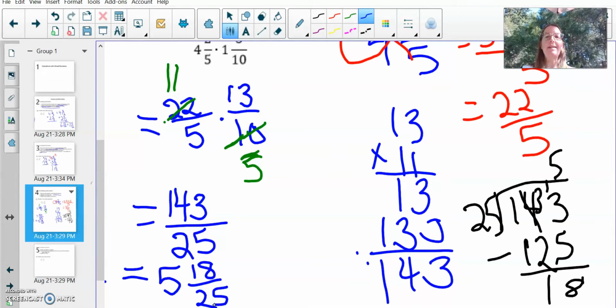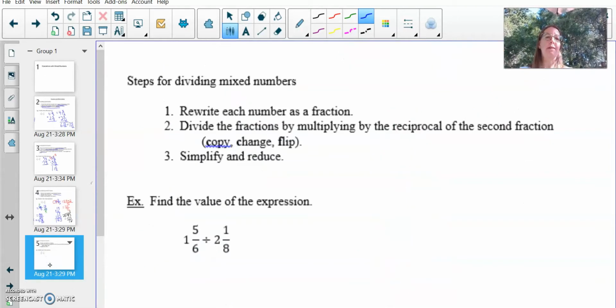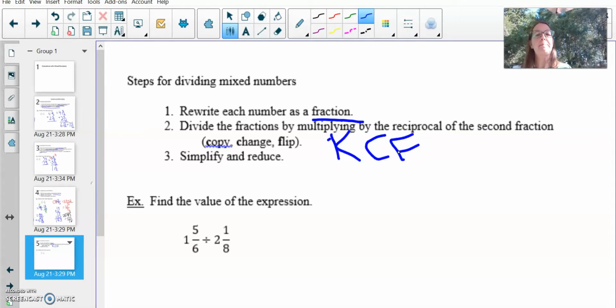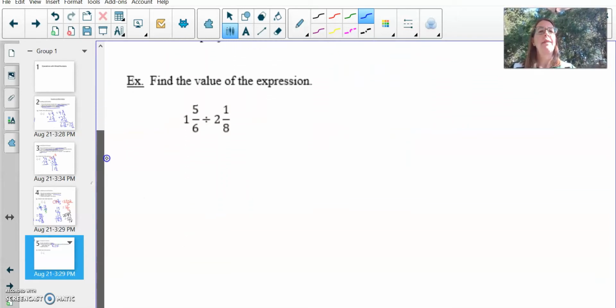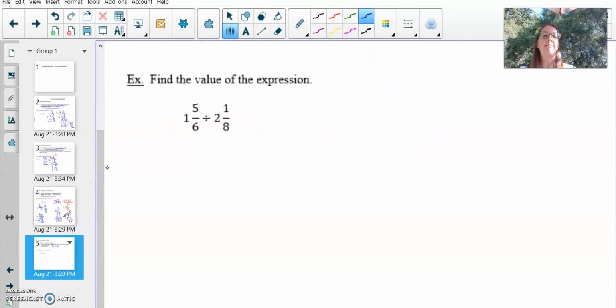Okay, our last operation is dividing mixed numbers. So it starts the same way. I have to change each number into an improper fraction. Then divide the fractions by multiplying by the reciprocal of the second fraction. So copy, change, flip, or keep, change, flip. And then simplify and reduce. So find the value of the expression 1 and 5/6 divided by 2 and 1/8.